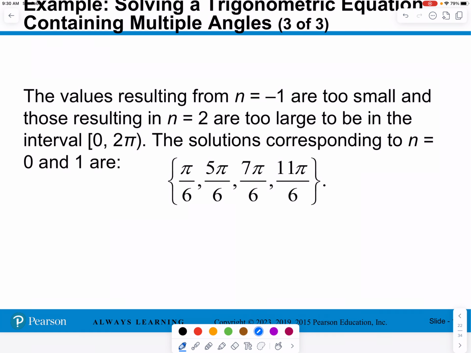Same thing we got. So the values resulting from -1 are too small, and those resulting where n is 2 are too large. So the solutions corresponding to 0 and 1 are these 4 guys, which is the 4 that we got. That was an adventure. Let's try another one. I think it's coming together.